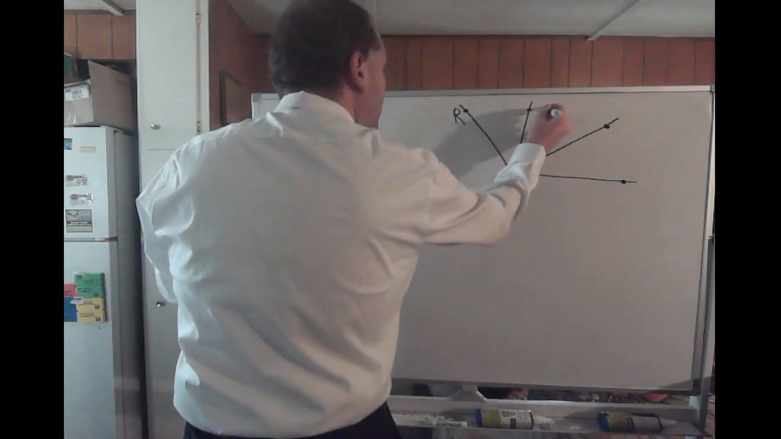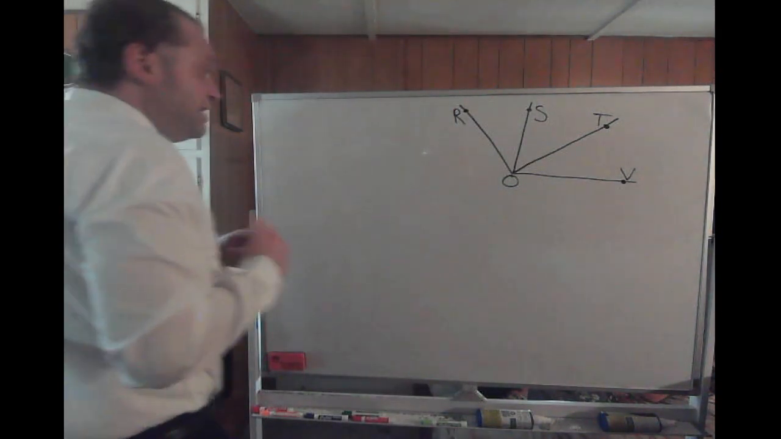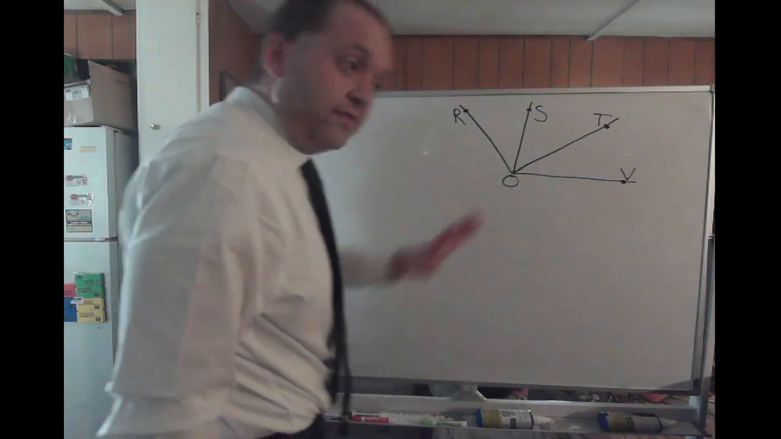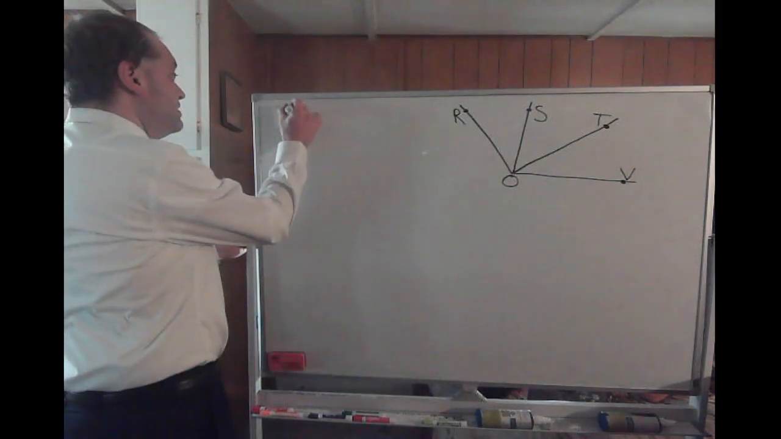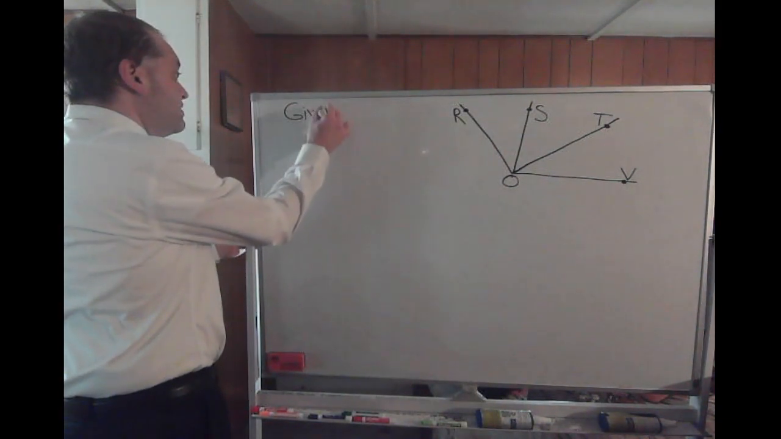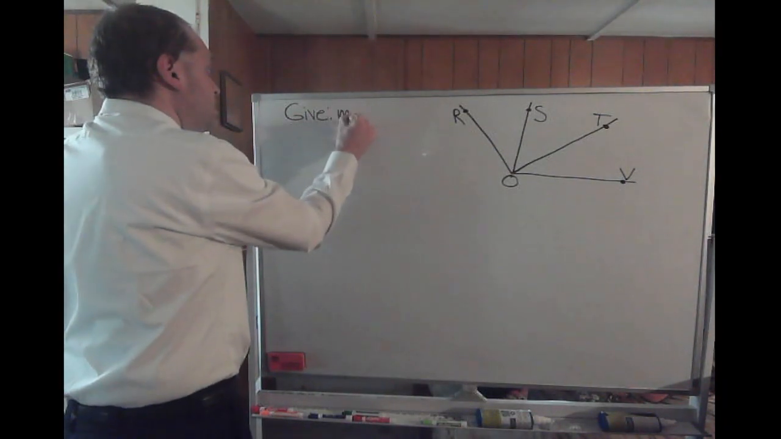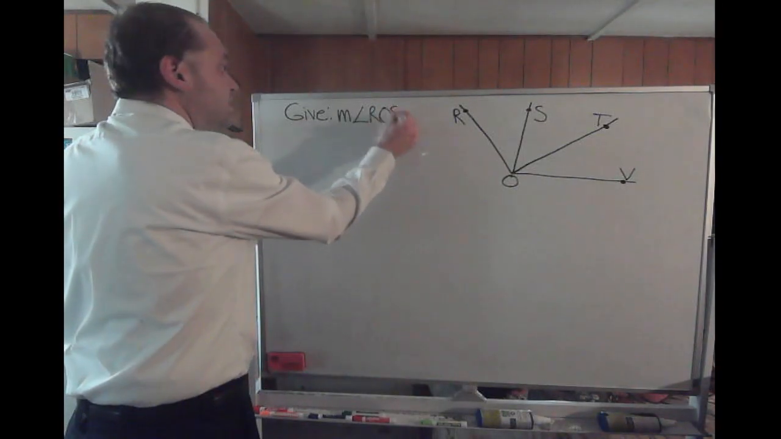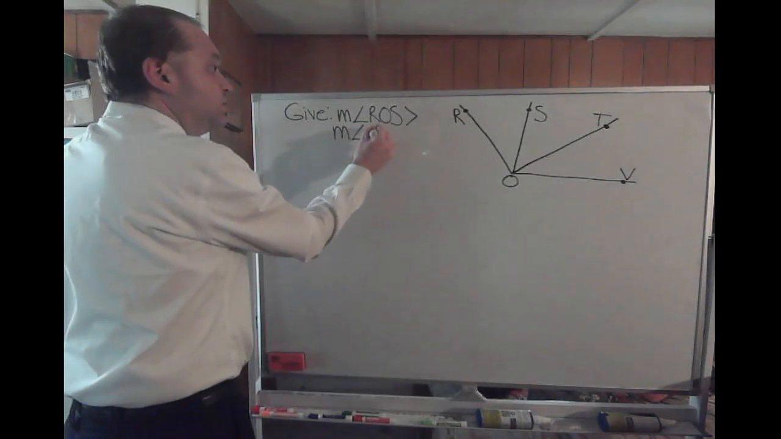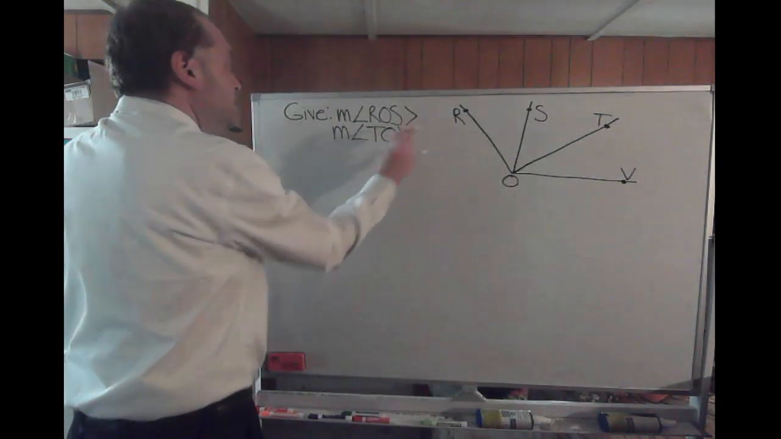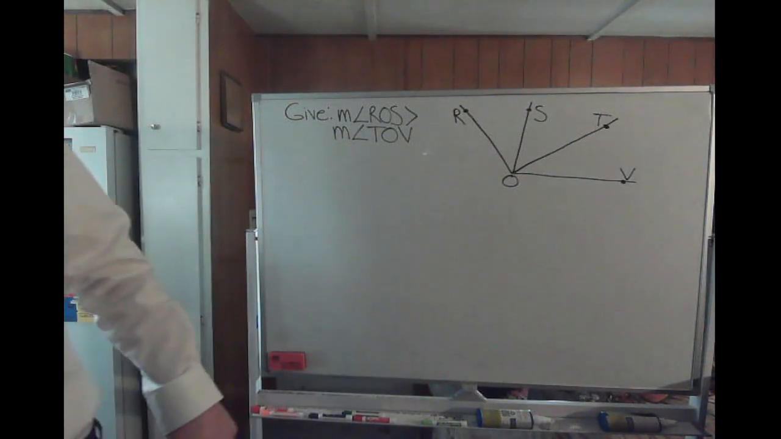R, O, S, T, and V. Okay. So we have angle ROV split into a total of 3 angles. So let's see, what do they give us this time? They give us that the measure of angle ROS is greater than the measure of angle TOV.